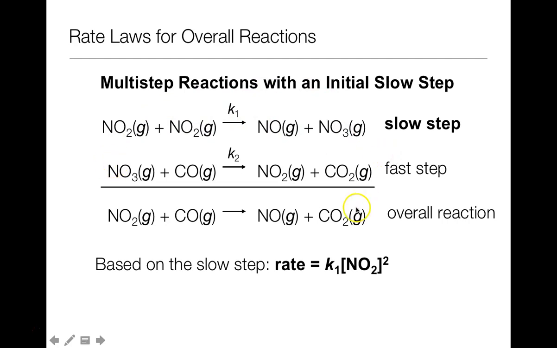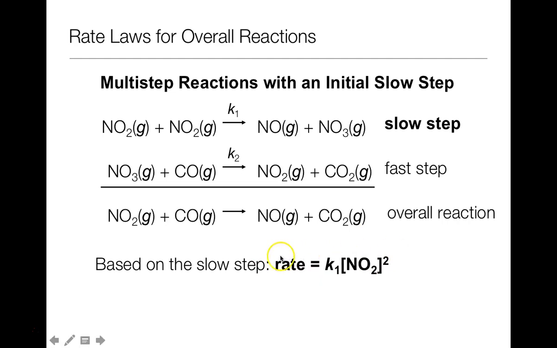And so what we're going to notice is that this fast step, in the end, because it is not rate determining, is actually not part of the rate expression. Instead, what we see, the rate expression, so our rate equals K times whatever, right? Our rate law is based on the slow step. So what that means is, even though our overall reaction here shows we have a coefficient of 1 in front of the NO2, and a coefficient of 1 in front of the CO, CO is actually not part of that rate expression at all. It's not part of the rate law.